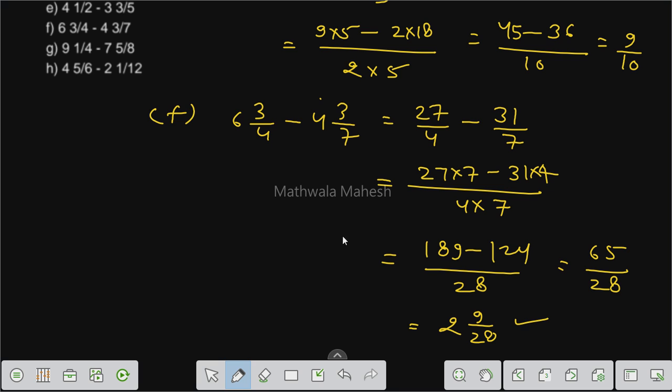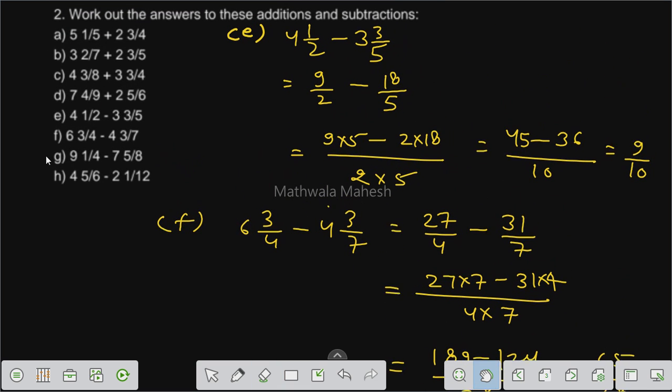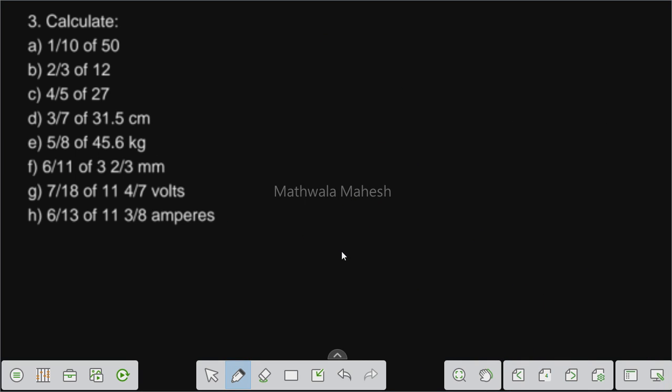Okay, so this is the correct answer. And the remaining questions, G and H, you do by yourself, C and D, and G and H. Okay. So you have to do only the calculation, and if you have any doubt, then ask me again. So now moving to question number 3.